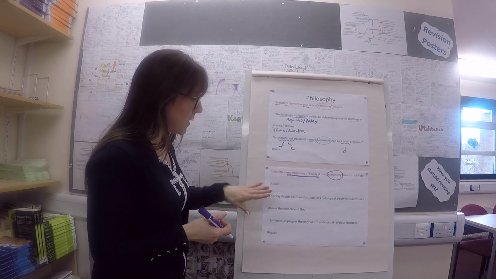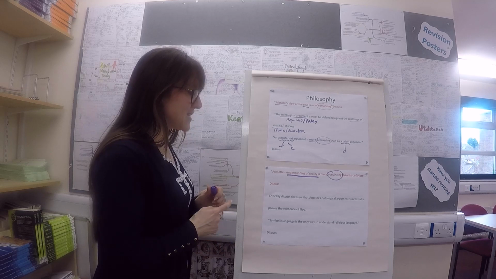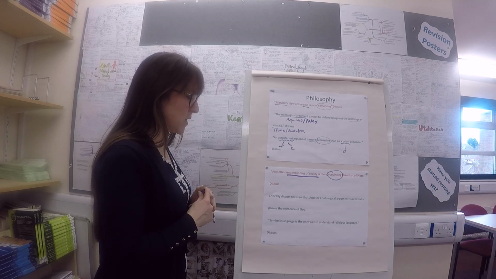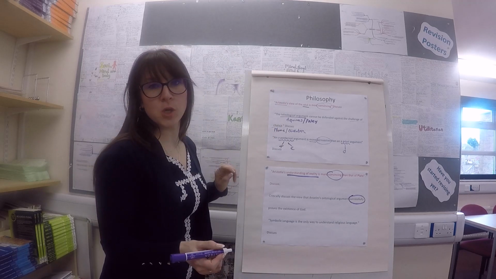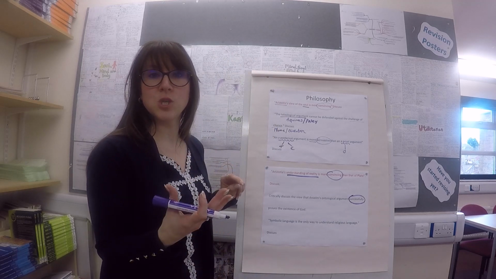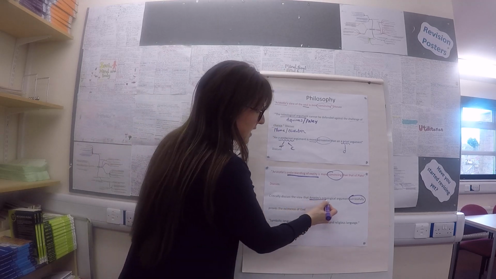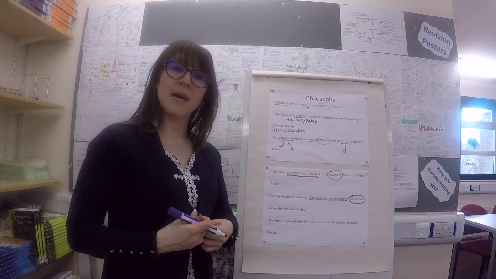Critically discuss the view that Anselm's ontological argument successfully proves the existence of God. Successfully is your critical word. It's always good to spot your critical word early on because that's the word you need to use in your answer. Obviously, that's who we want, Anselm's ontological argument.